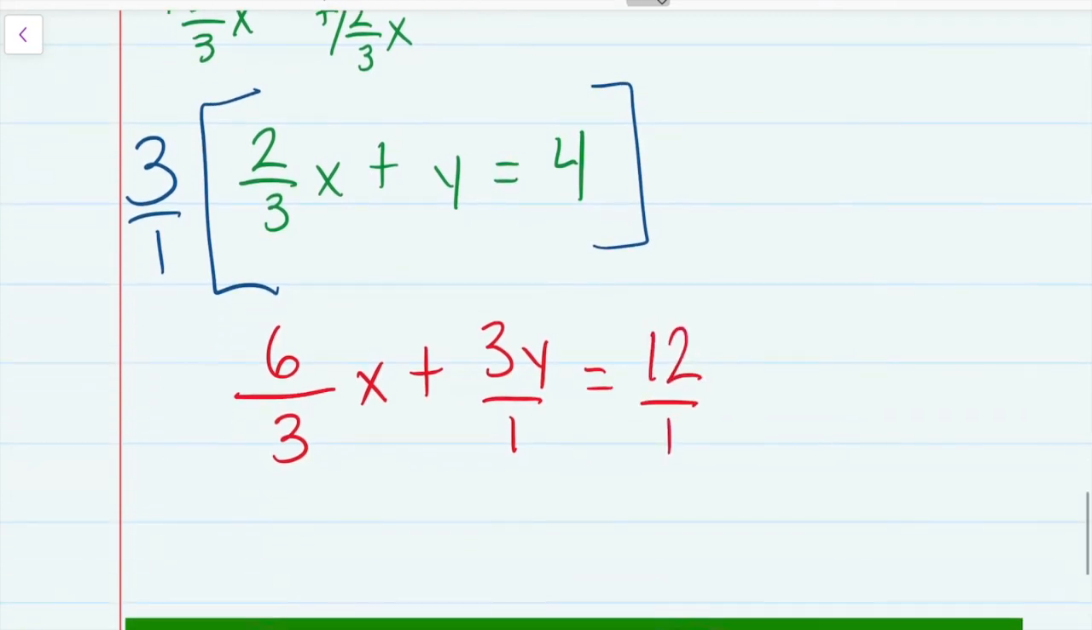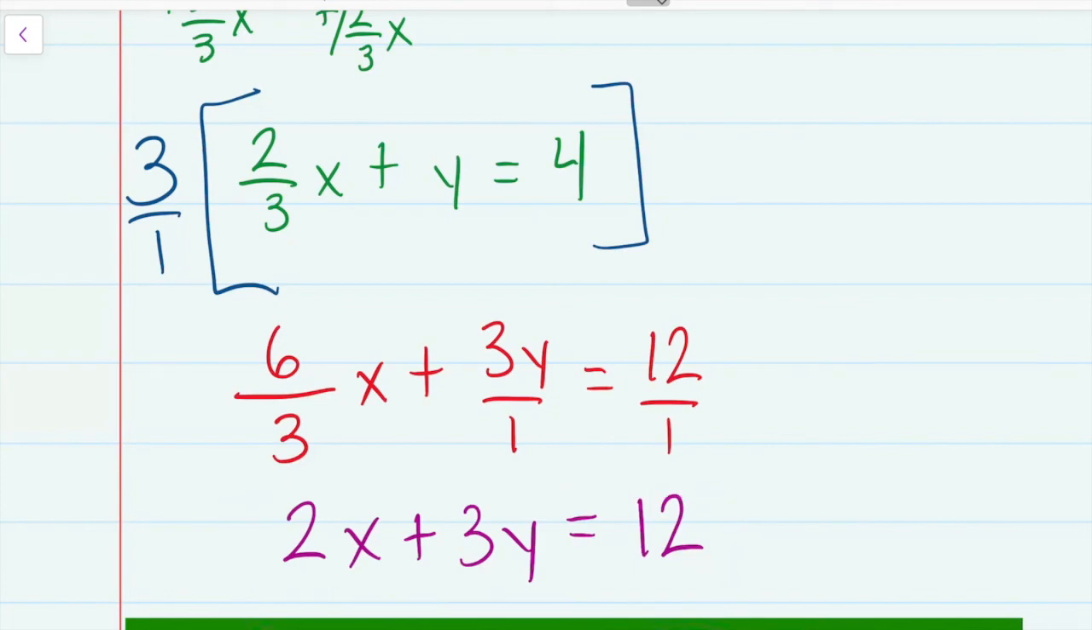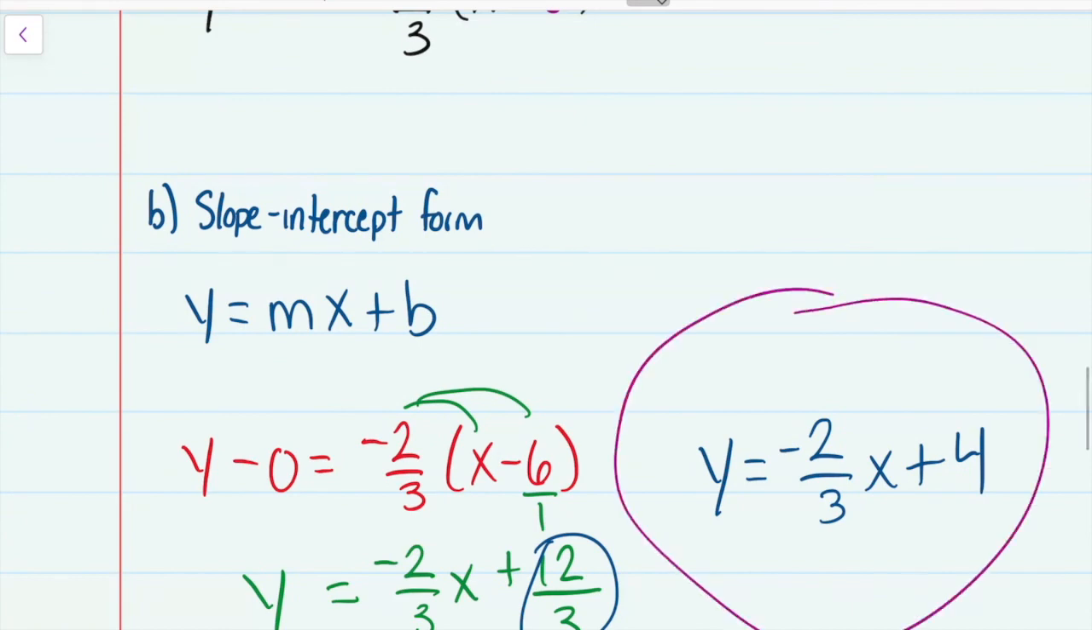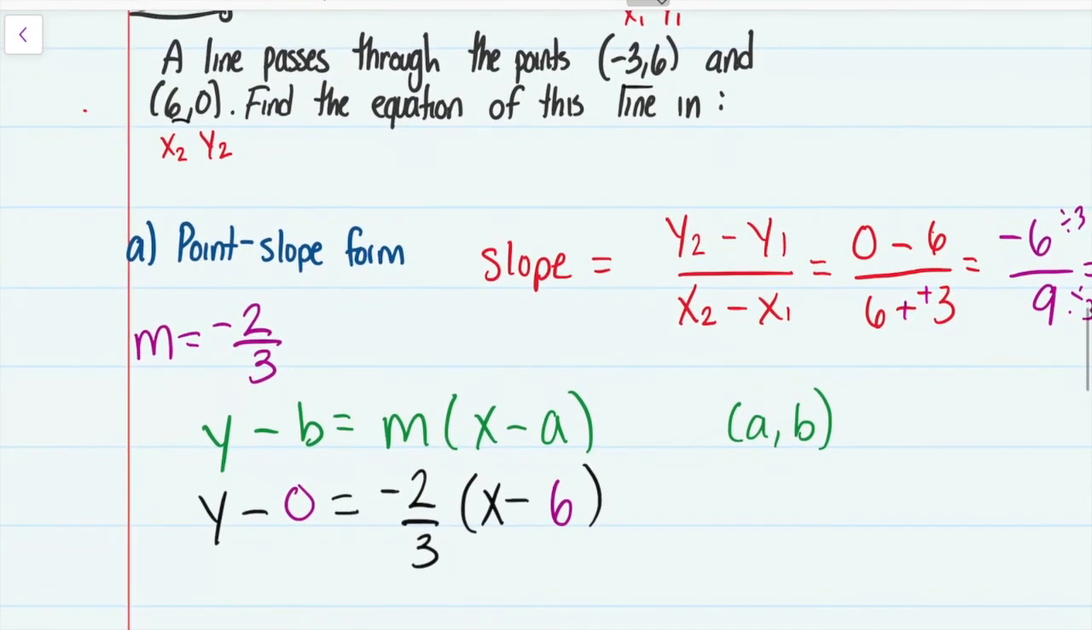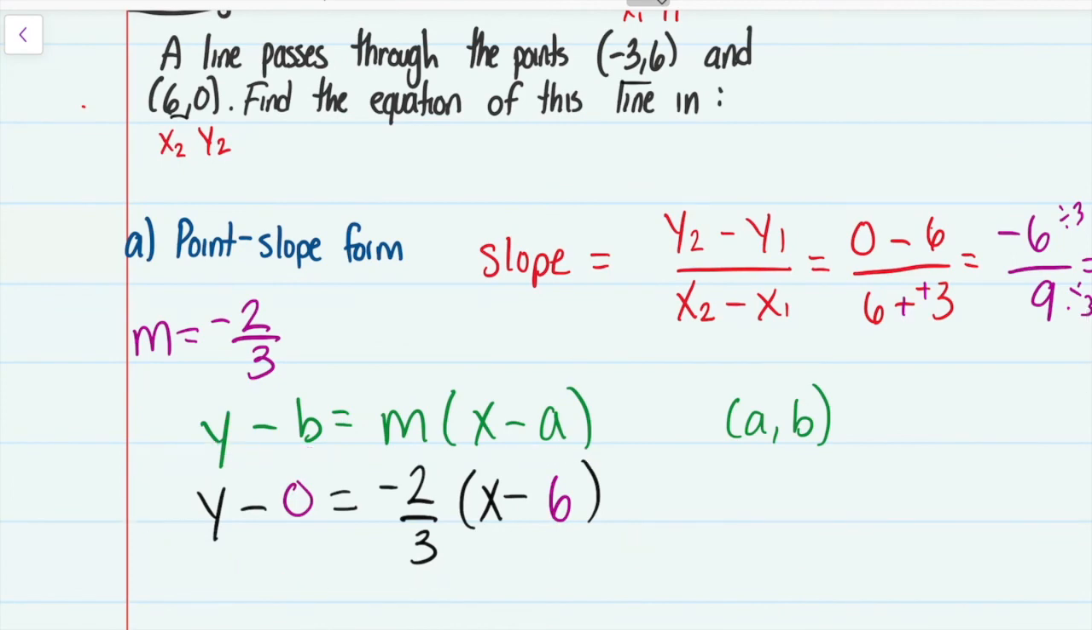And if we were to simplify the whole thing, well, 6 over 3 is just 2. Don't forget the x. 3 over 1 is just 3y. And 12 over 1 is just 12. And this is our standard form. So this is how we do it in standard form, in slope intercept form, and finally in point slope form. These are the same problem, just 3 different equations.